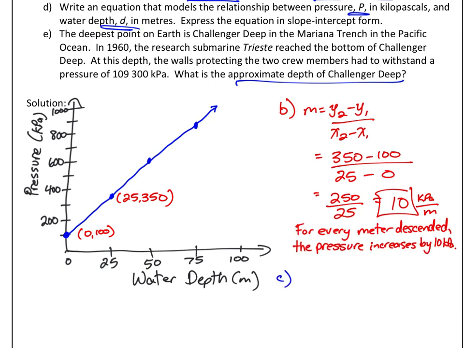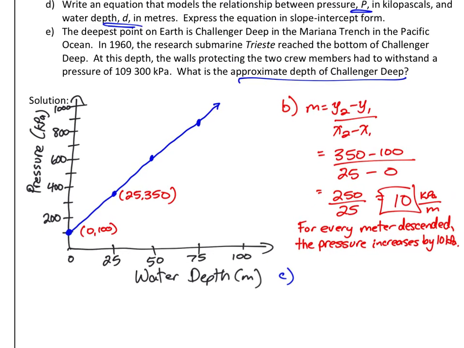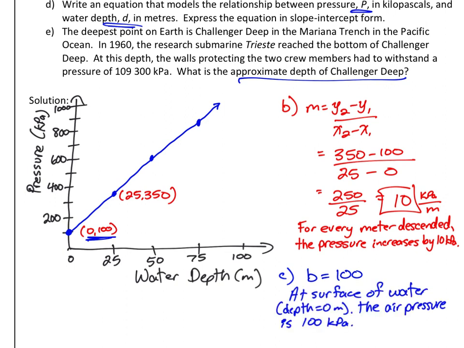Part C is asking what is the parameter B and what does it represent. So the parameter B is your y-intercept, and we actually were given our y-intercept in the table of values. So when x equals 0, the y value is 100. And so what that means is at a water depth of 0 meters, there would be 100 kilopascals of pressure, so at the surface of the water.